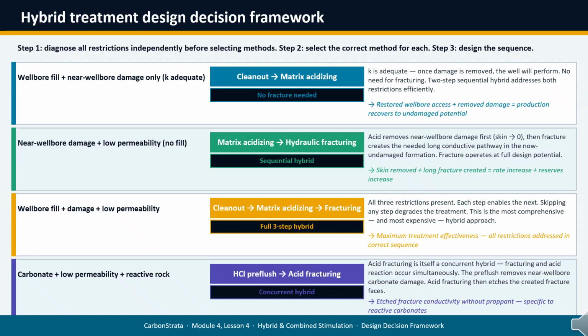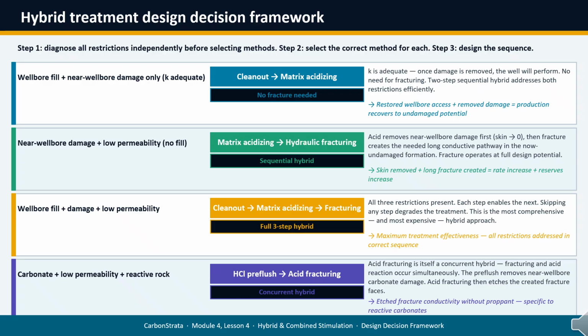This slide is not explaining hybrid. It is forcing decisions. Each scenario already defines the treatment. Start with the first one. Fill and damage. But permeability is adequate. That removes fracturing immediately. The reservoir can already flow. Only access is restricted. So the sequence is simple. Cleanout. Then acidizing. Nothing else is required.